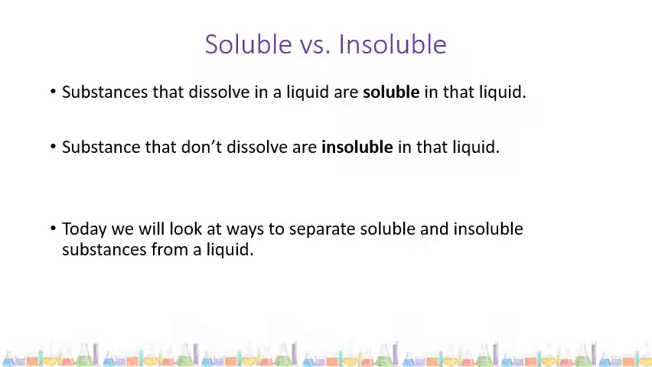Soluble versus insoluble. So hopefully you've heard of these words before. If a substance is soluble, it means that it will dissolve into another liquid. If a substance is insoluble, it won't dissolve into a liquid. So today we are going to look at ways to separate soluble and insoluble substances from a liquid. So again, soluble, they will dissolve like the sugar into the tea. Insoluble, they won't dissolve, and I'll show you an example of that now.